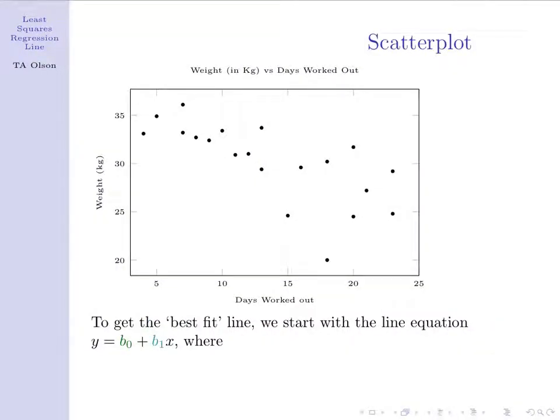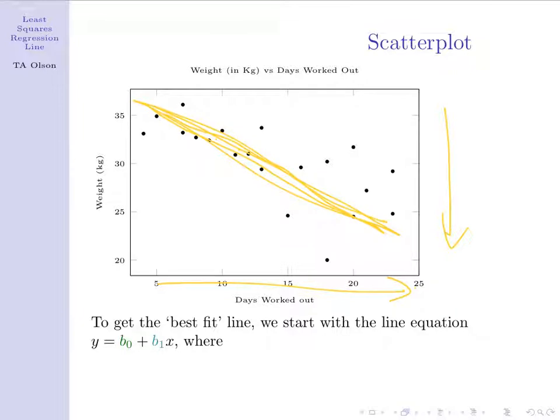So here is the principle. We have our scatter plot. It looks like we have a nice little trend where our Y is decreasing as our X is increasing. Our weight is decreasing the more often we work out. And the line we want to draw is through our data, but it's going to be some straight line.